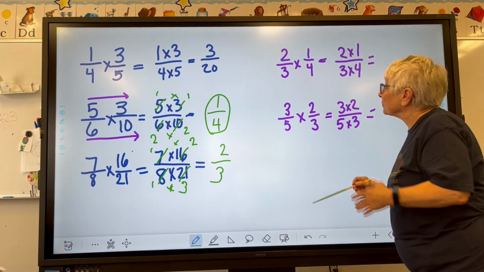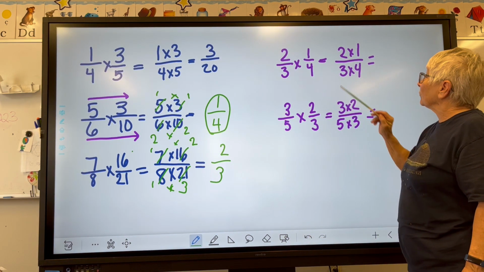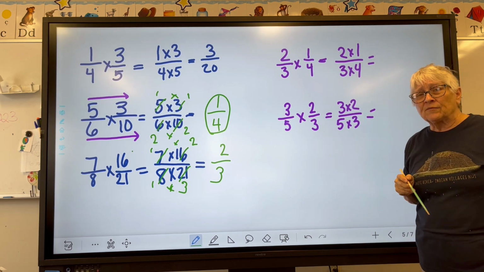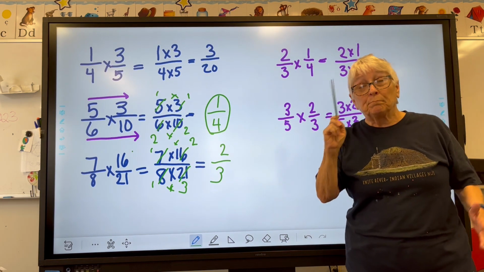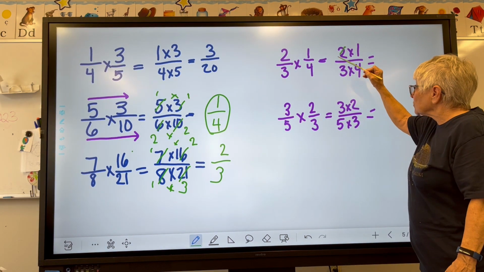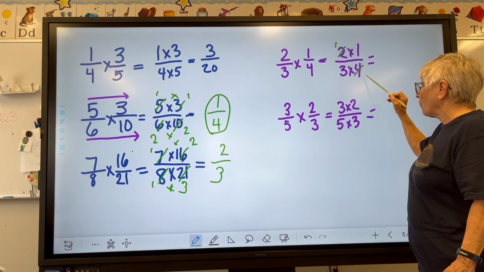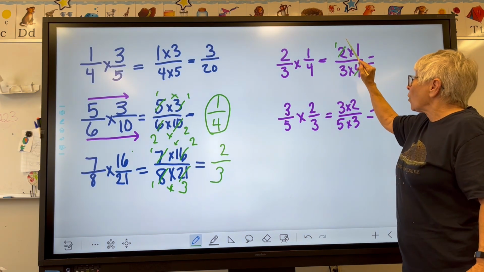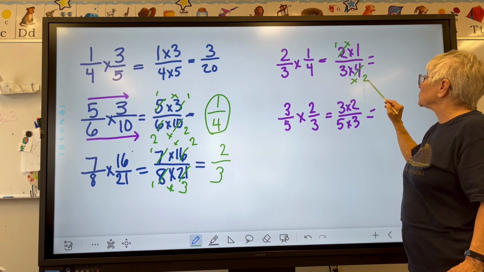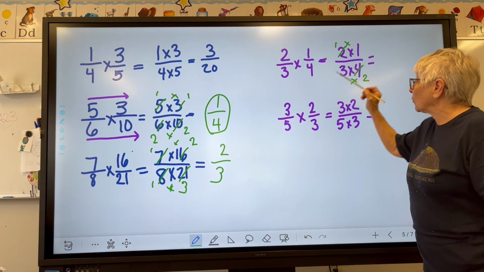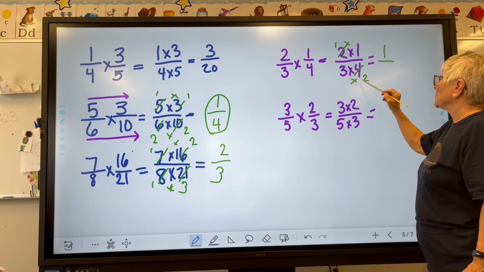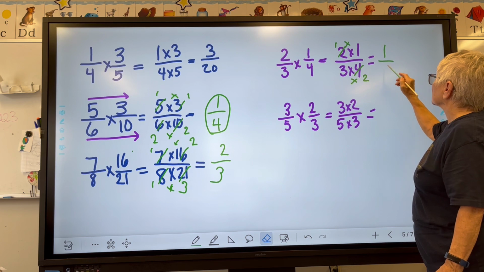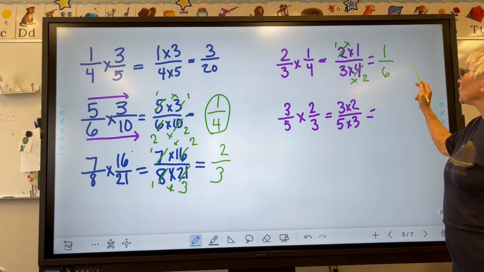Let's try this. 2/3 times 1/4. Well, here I've written 2 times 1 and 3 times 4. Does 2 go into 3 evenly? No, it does not, but it does go into 4. So 2 goes into 2 once, and 2 goes into 4 twice, and there's nothing to do with the 1 and the 3. So now I multiply. I multiply 3 times 2, 1 times 1. And 1 times 1 is 1, and 3 times 2 is not 2. It's 6. So that reduces to 1/6.